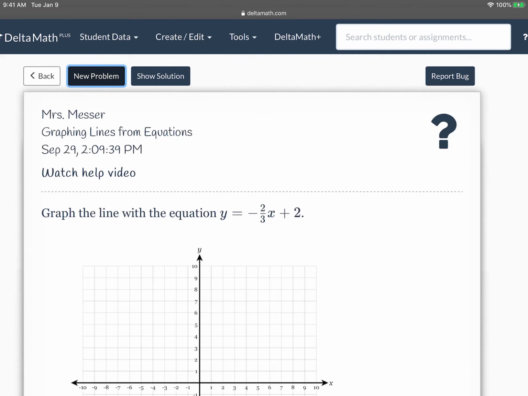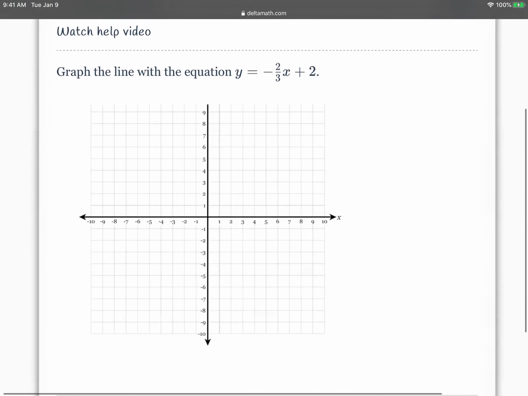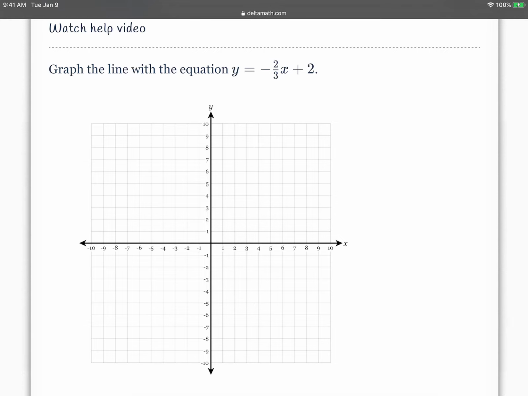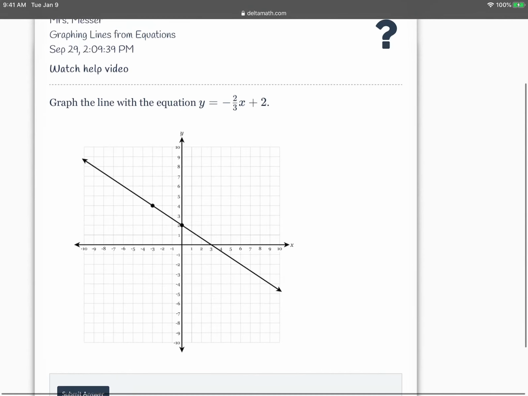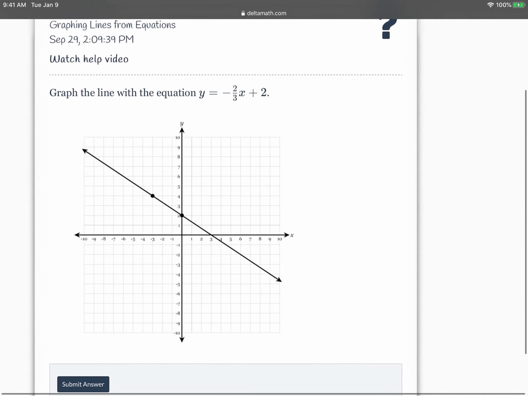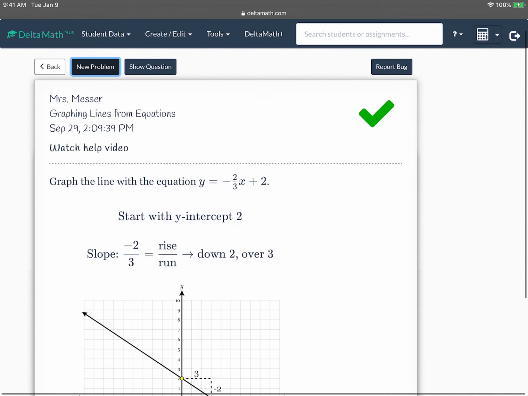So your assignment for tomorrow is super easy. You might want to go ahead and knock that out today just to get it done. So here I'm going to start at 2, and then I'm going to go up 2 and then to the left. Why am I going to the left? Because the slope is negative. Absolutely correct. So submit it. Yes, got my green check mark. I'm good to go. So that's your Delta Math assignment for this week.